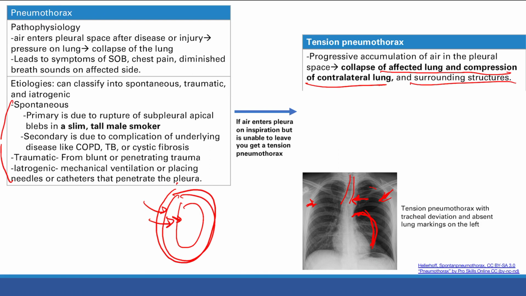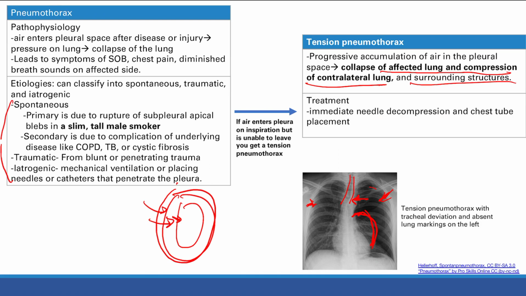You can have maybe tachycardia. So this can be pretty severe, okay? That's what I'm trying to get at. This can get pretty severe. So this is a medical emergency, so you need an immediate needle decompression and chest tube placement.